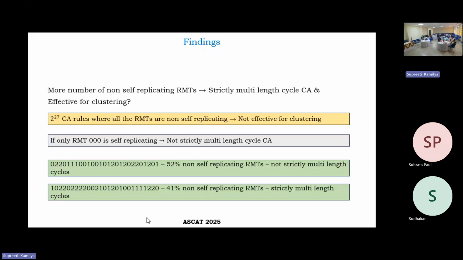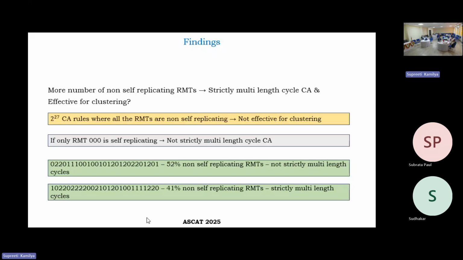Now, there are a few findings. The simplest way is to make all the RMTs non-self-replicating, but it's not good for the clustering problem because it will form a small number of cycles. If we just add one impurity, making one of the RMTs, say 000, self-replicating, there is no guarantee of getting strictly multi-length cycles because a single-length cycle will always be produced, which is 0 to the power n, where n is the number of cells in the CA. In the next example, even with 52% non-self-replicating RMTs there is no guarantee of avoiding a single-length cycle, whereas 41% non-self-replicating RMTs make a strictly multi-length cycle.